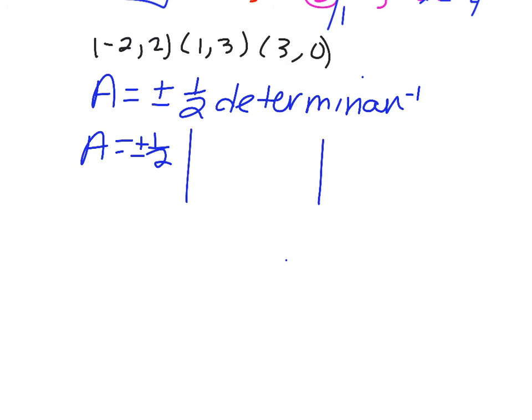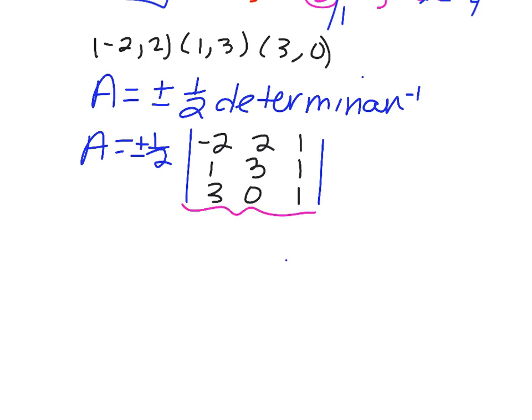So remember, going across. Okay, so you're going to plug in your points. So it's negative 2, 2. The last number is going to be a 1. Then it's 1, 3, 1. And then 3, 0, 1. Your last column is always a 1. So you're going to plug this into your calculator, into your matrix A.